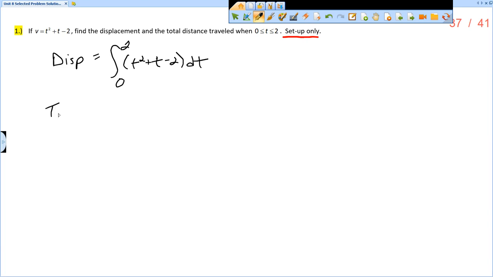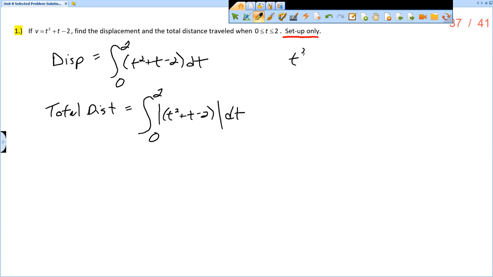All right. Now, the total distance, that is found by taking the integral of the absolute value of velocity. And so integral of the absolute value of t squared plus t minus 2, right, with respect to t from 0 to 2. Now, in this setup only scenario, this setup is insufficient. We actually have to go a little further.